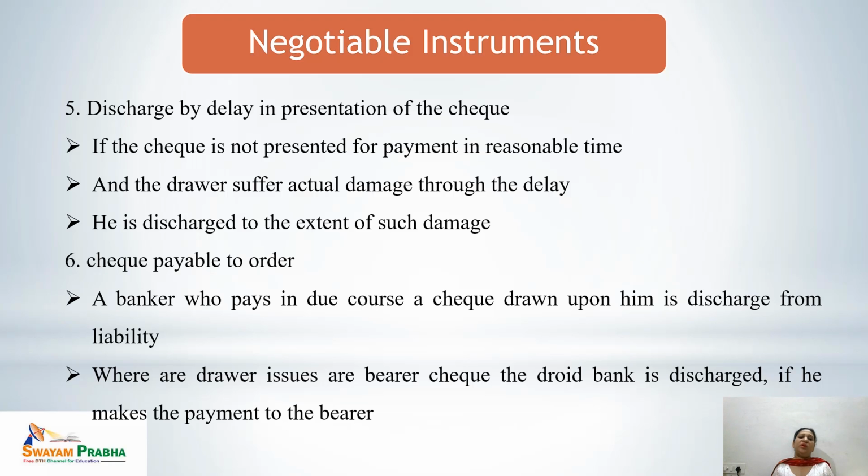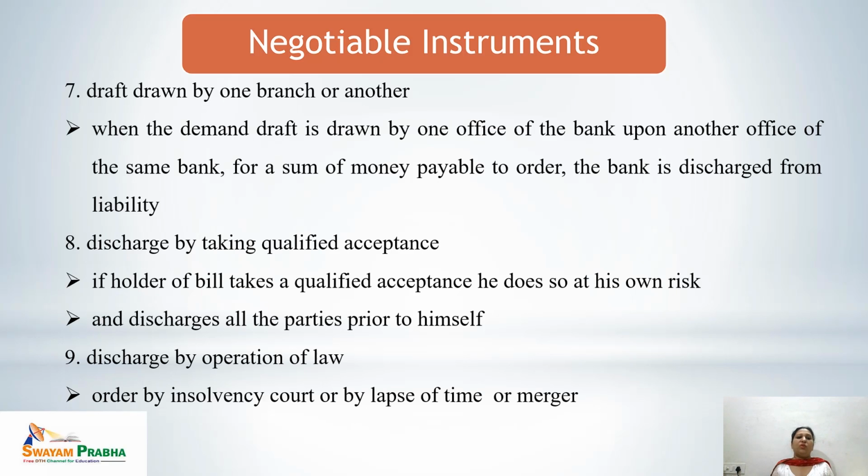Next is check payable to order. A banker who pays in due course a check drawn upon him is discharged from the liability, and where the drawer issues bearer checks, the drawee bank is discharged if he makes the payment to the bearer. Draft drawn by one branch on another: if the demand draft is drawn by one office of the bank upon another office of the same bank for a specified sum of money, the bank is discharged from the liability.